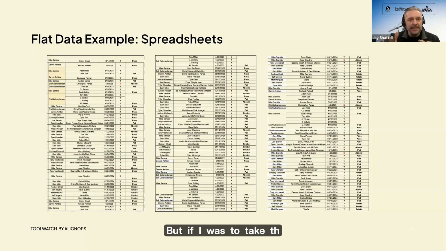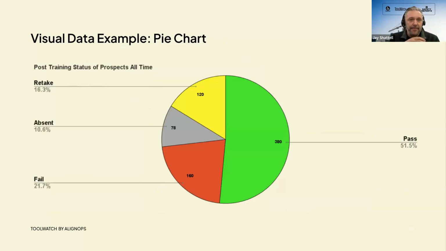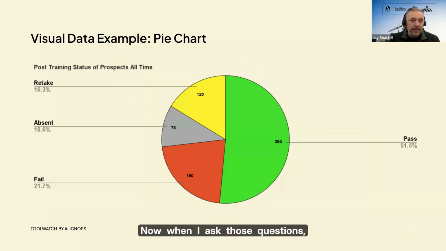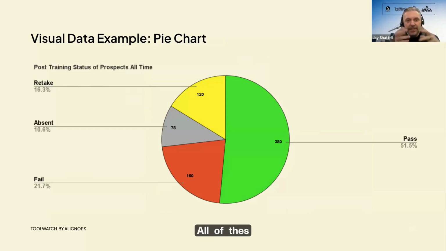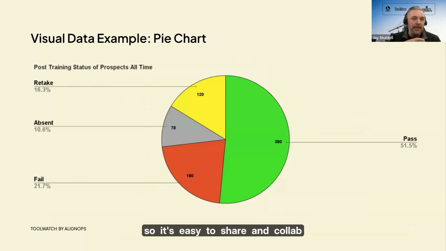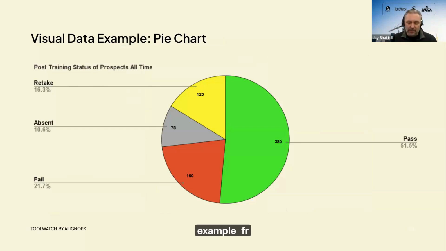But if I was to take this data and transform it into a simple data visualization, like this pie chart, those answers are instantly revealed. Now, when I ask those questions, you can instantly answer, yeah, we had 380 pass. That was 51% of the total participants that signed up for this training. All of these hidden insights are now put on center stage, quick and easily, so it's easy to share and collaborate and interact with the data versus the flat file data example from earlier.